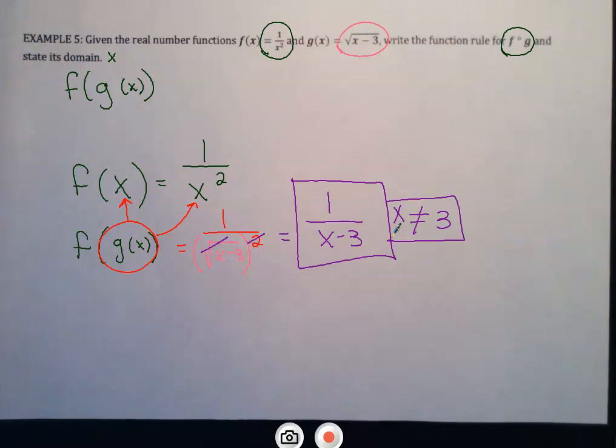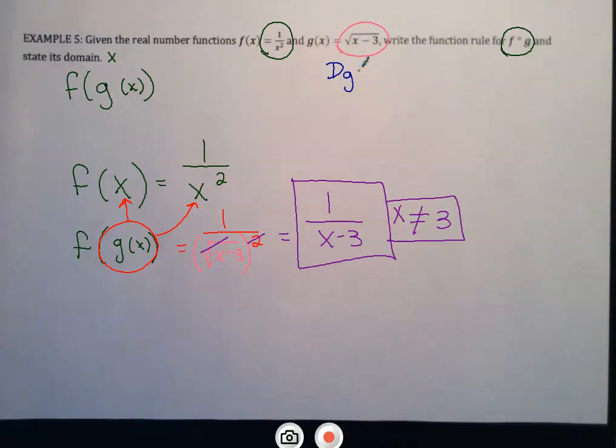Nope, because it would be undefined. Any number divided by 0 is undefined, and we don't want that. We can't have that. We want it to be defined. Now, the tricky part here is this finding the domain concept. Okay? And the reason I say that is let's think about the domain of the g.